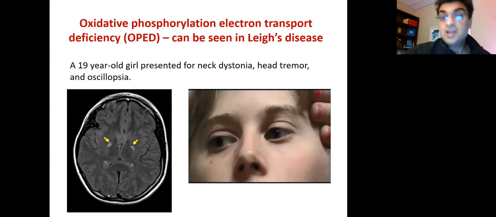She actually did get DBS, and her dystonia got better, but her eyes were, of course, not surprisingly, GPi DBS is not going to change her pendular nystagmus, so they were still the same. But she did improve with the GPi DBS for dystonia.